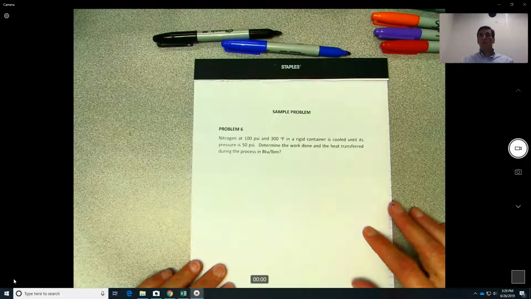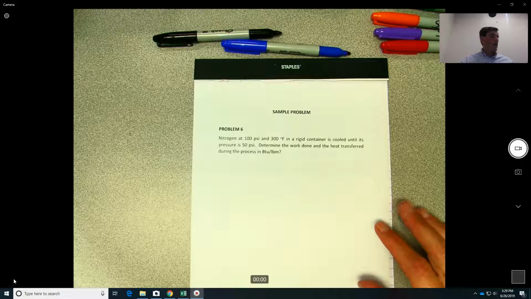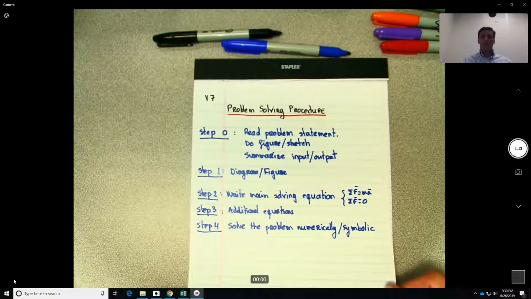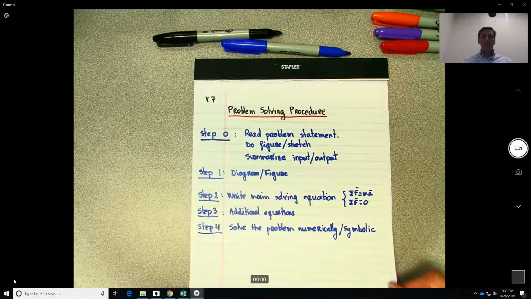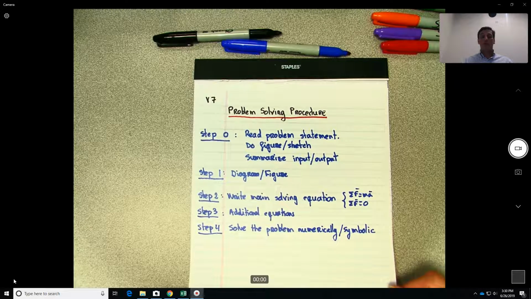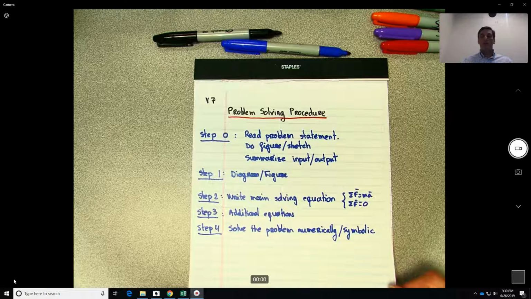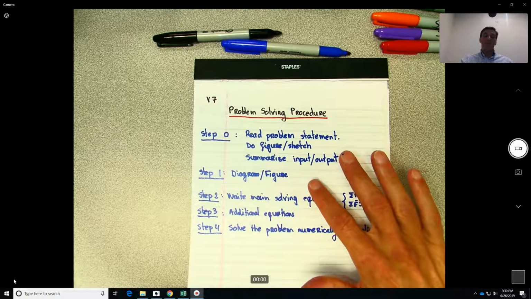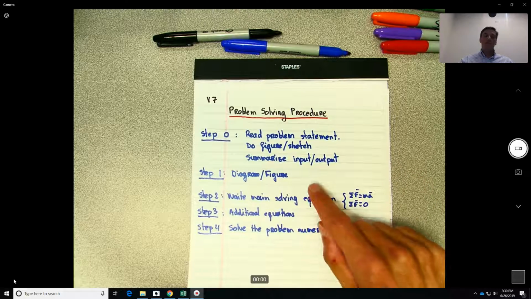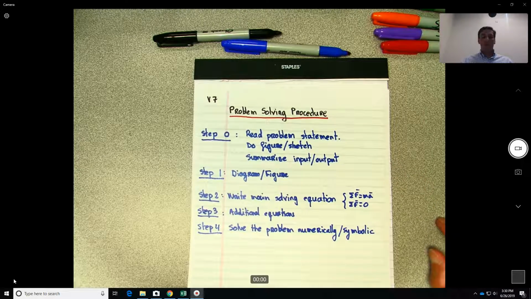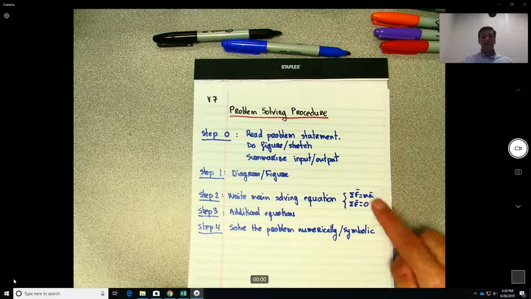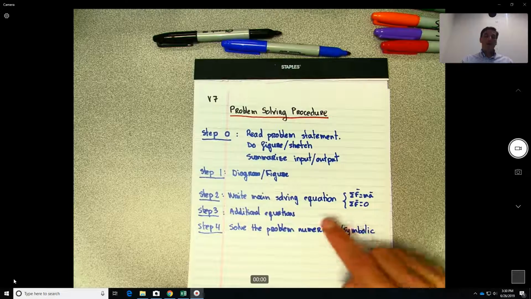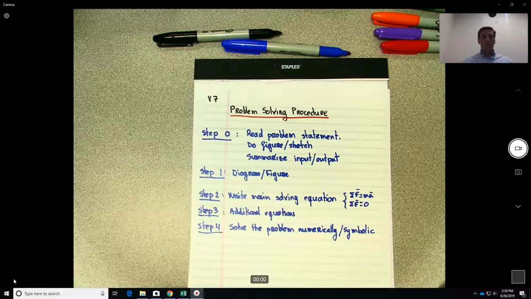Okay, so today we'll be solving this problem, and like always, I hope by now you have it memorized, but the procedure is always step 0, read the problem statement, and do some type of figure summarizing the input and output. Then you need a figure. This figure is sometimes a little bit different because it's the figure you will use in order to write down the main equation. If you can solve at this step, you can jump directly to step 4. But if you need an additional equation, you might need step 3.